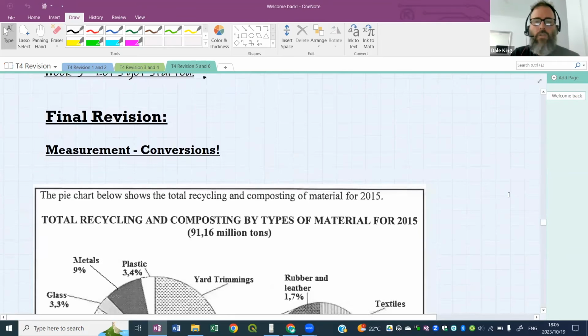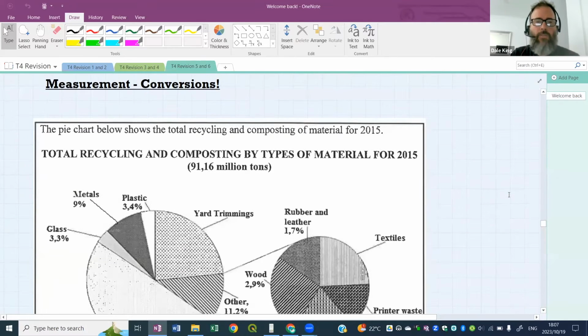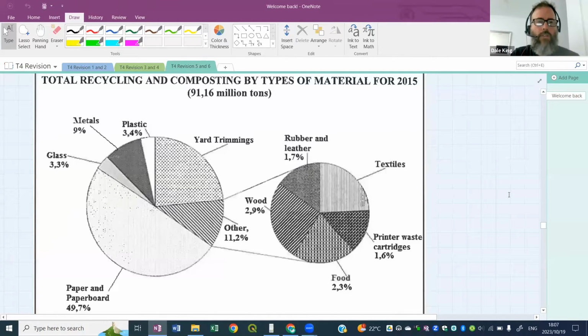Now, on Tuesday, we were doing data handling graphs, and we dealt with the question on the two pie charts. I said I wanted to do one question based on this diagram here in front of us, so I brought it over from last week, Tuesday. We're going to quickly deal with this, and then move on to the measurement section.